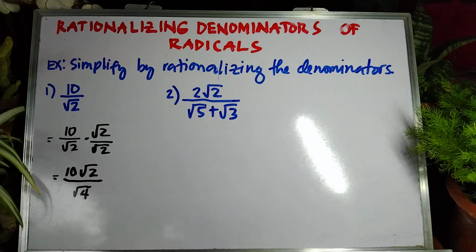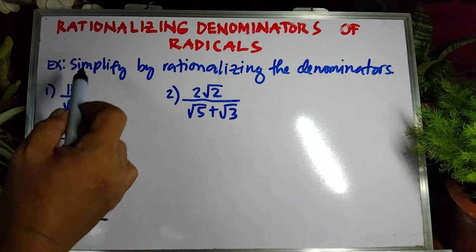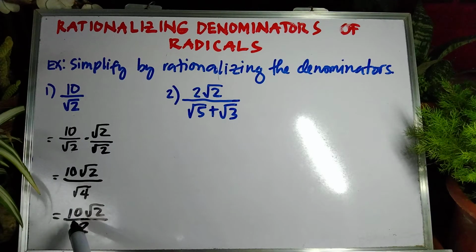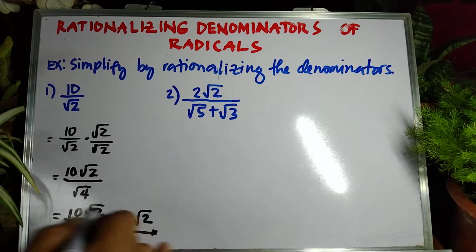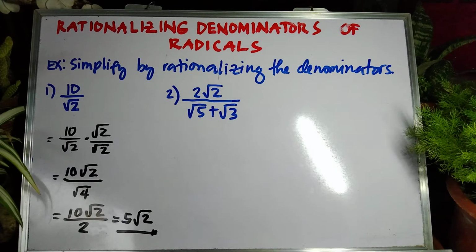So, let's continue. You have 10 square root of 2 over, what is square root of 4? That is 2. Okay? So, are we done? No, because we need to simplify. We can still divide 10 by 2. What is 10 divided by 2? That is 5, then copy square root of 2. That's it. That's how you can rationalize that radical.